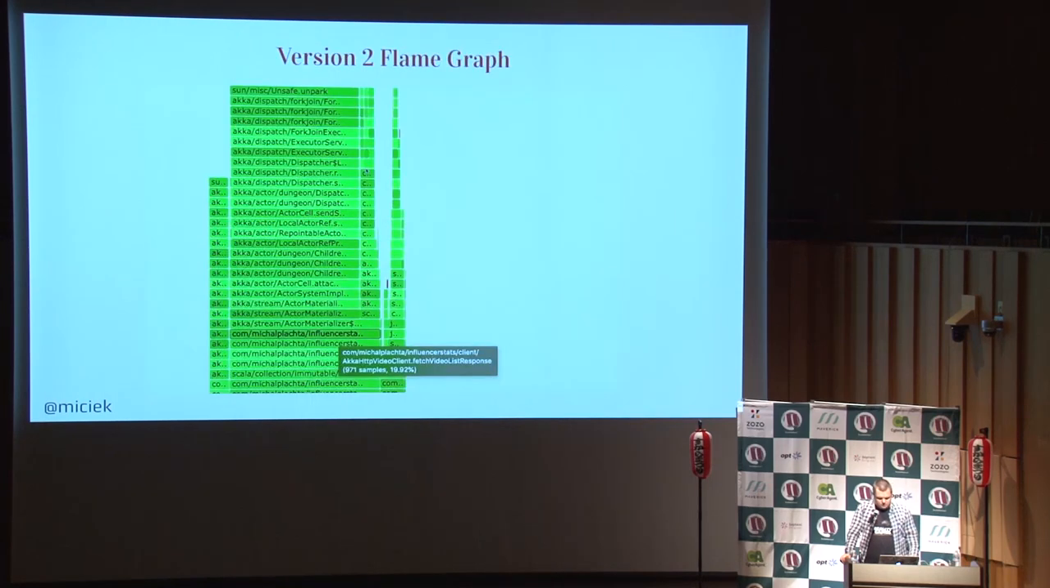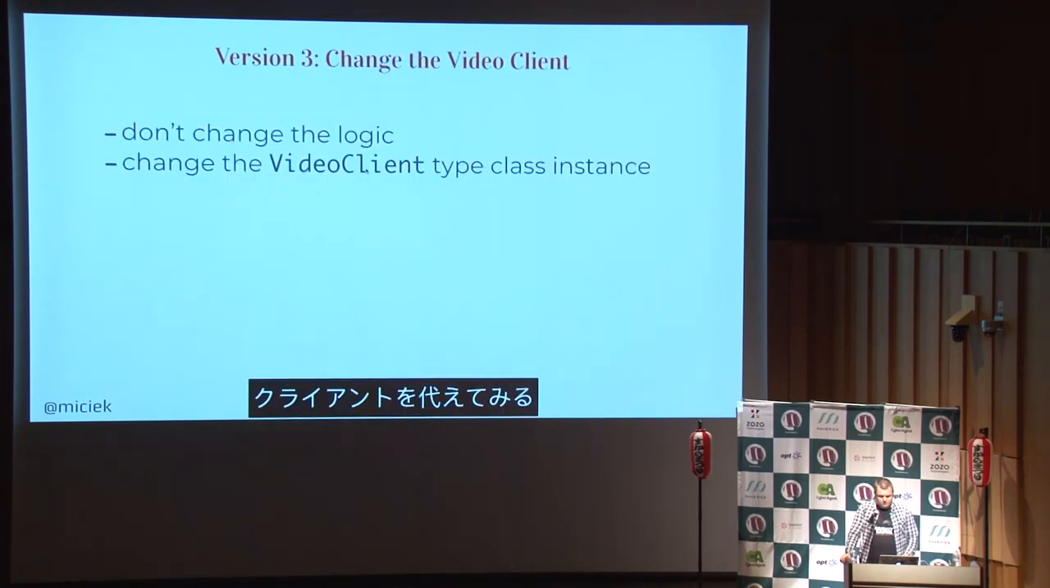And of course, we got this new flame graph, which is like 12% in my case for the fetching, a lot of thread parking. So what can we do? We can try to change the video client, right? Because it's so easy. Okay, let's change the video client. It's a very, very simple change of code. We implemented the Akka HTTP one, right? Now we can just use the Hammock version.